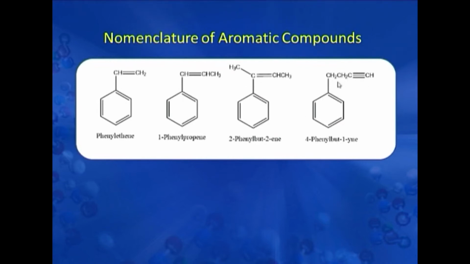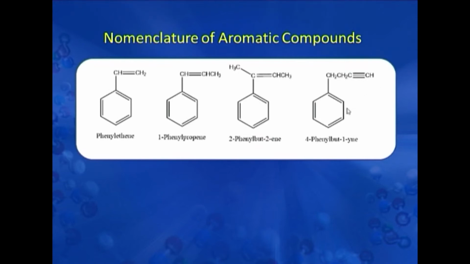Similarly, when we have a 4 carbon chain with an alkyne group, then according to the IUPAC rule, we start the numbering from the functional group carbon. So we will number this as 1. So 1, 2, 3, 4. There are 4 carbons in the chain on the benzene ring. So then the benzene ring is attached at the 4th carbon. So we will take this benzene ring as a substituent, phenyl. So the name of this compound will be 4-phenyl but-1-yne.